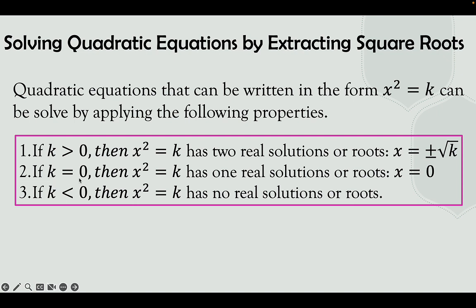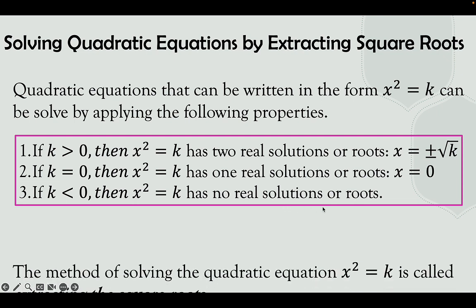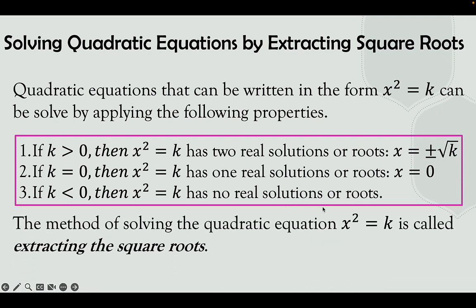If k is equal to 0, then x squared equals k has one real solution or root, and that is x equals 0 only. If k is less than 0, then x squared equals k has no real solutions or roots. The method of solving a quadratic equation x squared equals k is called extracting the square roots.